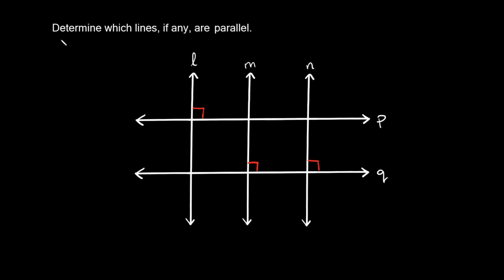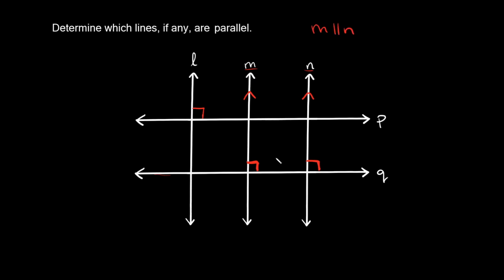All right, here's the next one. This one again says determine which lines, if any, are parallel. So in this case, what lines are parallel? What we can see here is that these two lines M and N are both perpendicular to the exact same line Q. So that means M and N must both be parallel, because they form the exact same angle with the exact same line. So M and N are parallel.